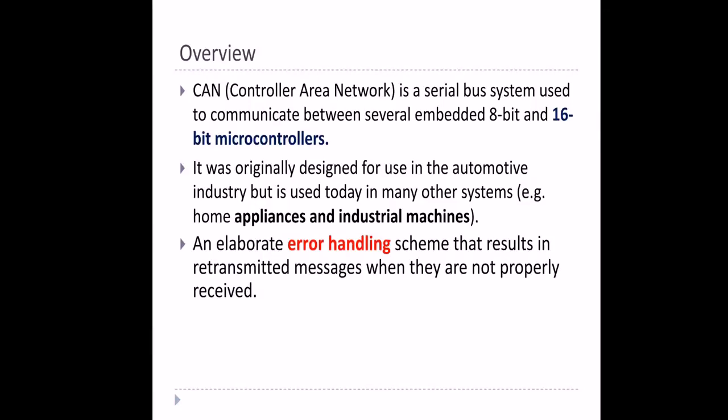It has an elaborate error handling scheme that results in retransmitting messages when they are not properly received. This is one of the main features of CAN. For example, if I am transmitting some data and you are trying to receive it, and there is any blocker, then the CAN protocol detects that and will send the same message again until you receive it successfully. That is one of the main significances and uniqueness of the CAN protocol.